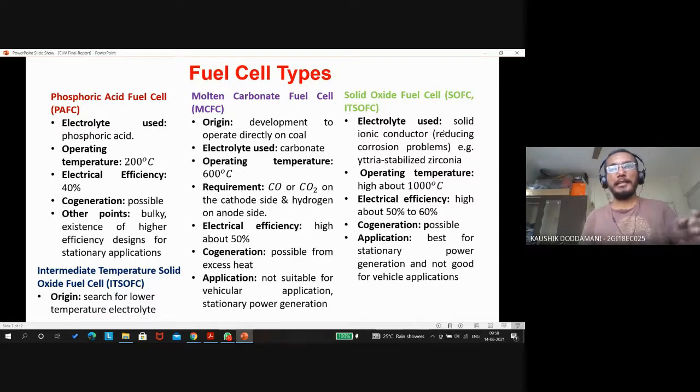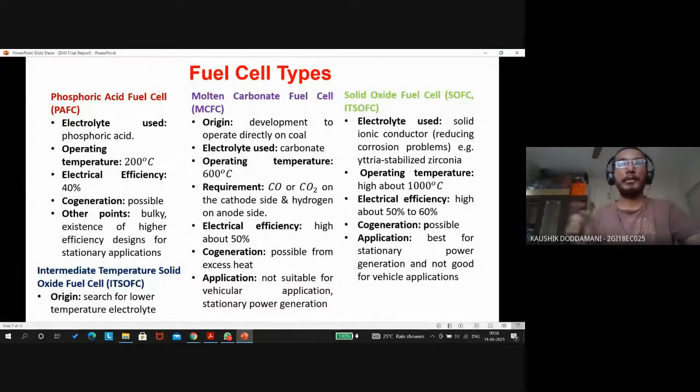The best example is yttria stabilized zirconia, which is an example of an electrolyte for SOFC. The operating temperature here is about 1000 degrees Celsius, which makes it best suited for stationary power generation, not for vehicular application. Next, the electrical efficiency is about 50 to 60%, and cogeneration is also possible.